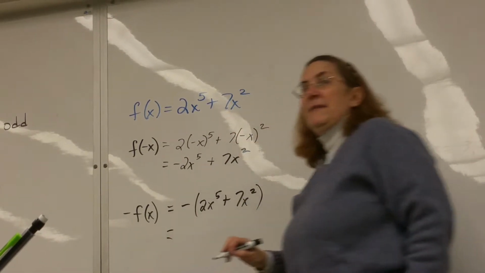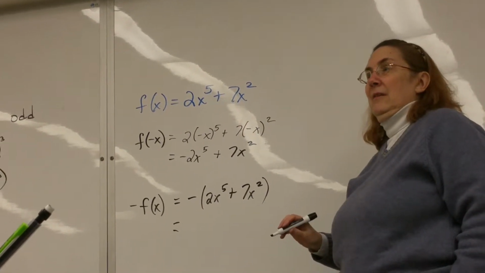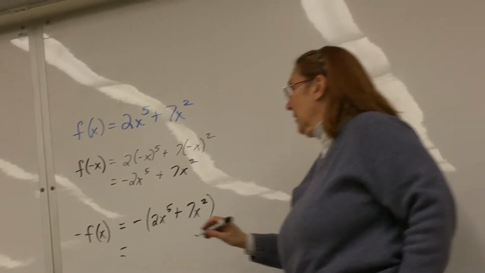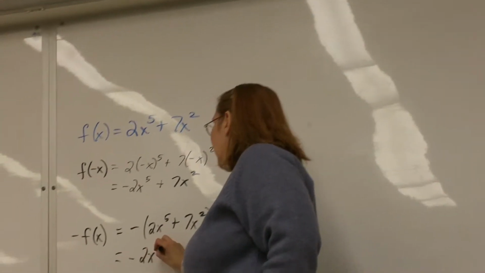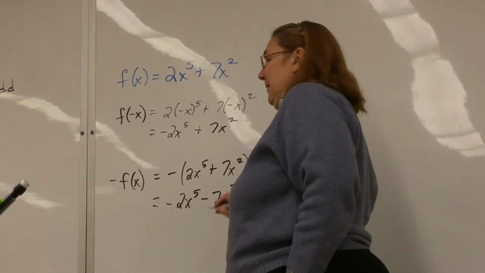What's the opposite of f of x? Negative 2x to the 5th, minus 7x squared.